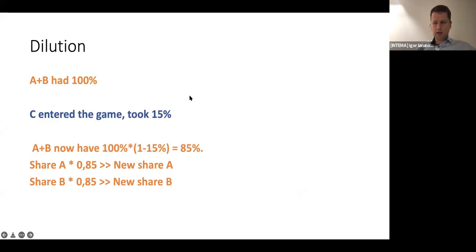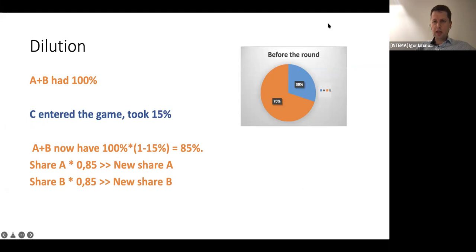Okay, let's assume that the company has 2 founders, and A and B have 100% of the company. So C, as a venture investor, an early stage venture investor, enters the game and is going to take 15% of the company. I don't know, maybe it's a good seed round, for example 500,000 for 15%. Is it okay? It's okay. So what's going to happen next?